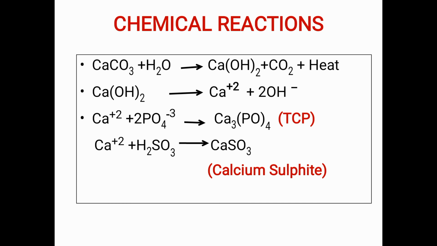So next we'll go to the next. This is TCP, the main one, which is called tricalcium phosphate. This is the most important precipitate, which absorbs maximum suspended impurities on its surface and forms a thick precipitate. And the second one is calcium sulfite. In sulfitation, calcium sulfite will be the major one.